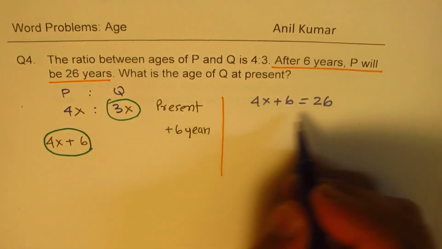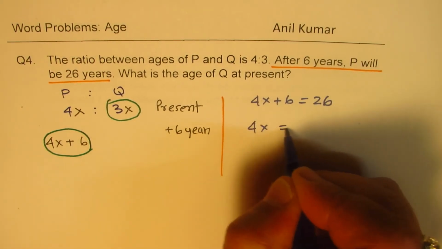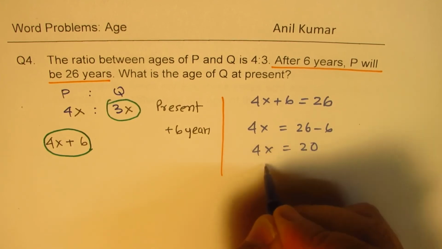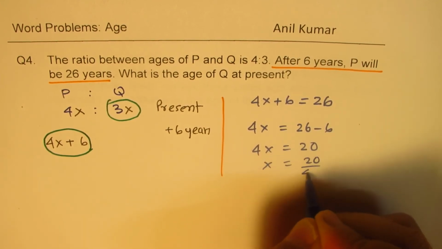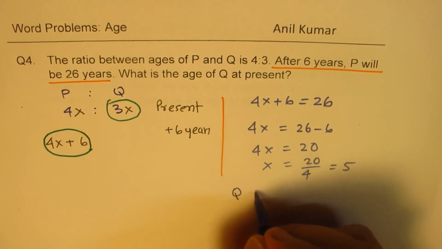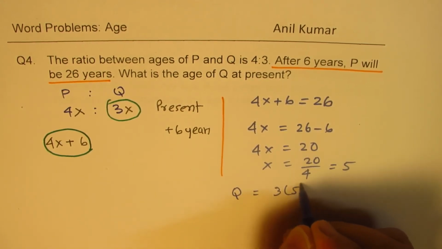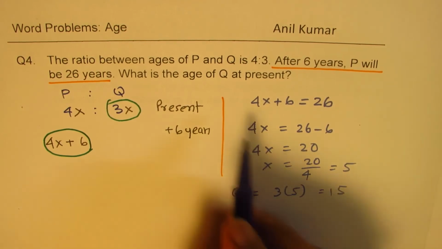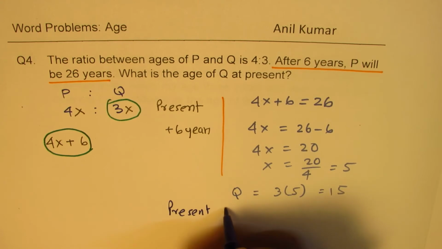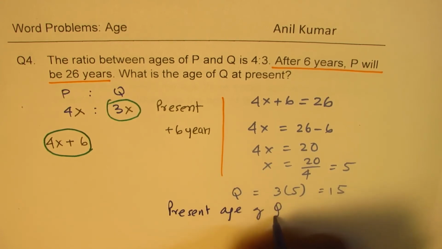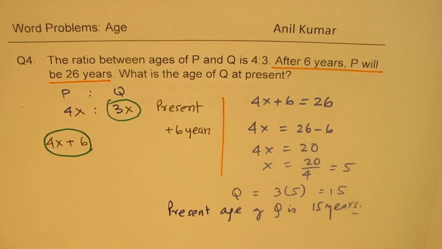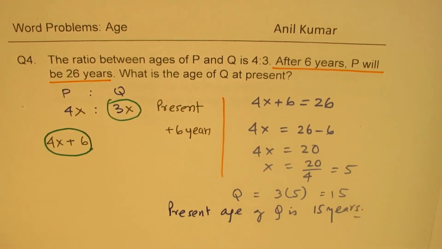Now this is a clear equation. We have 4x equals to 26 minus 6. 4x equals to 20, x equals to 20 over 4, which is 5. Once you put 5 here, then Q is equal to 3 times 5, which is 15, correct? So the present age of Q is 15 years. Is that clear to you? So that is how we should be solving it, right?